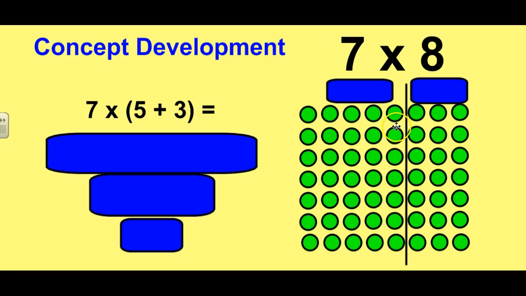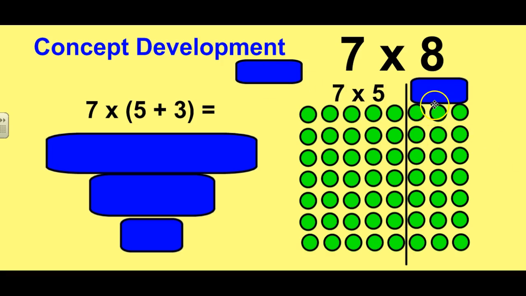So this part of the array, I still have 7 rows. That stayed the same, but now there are 5 in each row, so this is going to be 7 times 5. Over here, we still have 7 rows, but there are 3 in each row, so now we have 7 times 3. So we took our 7 times 8 and we broke it up into 7 5s and we broke it up into 7 3s. So this is the first way that we write it.